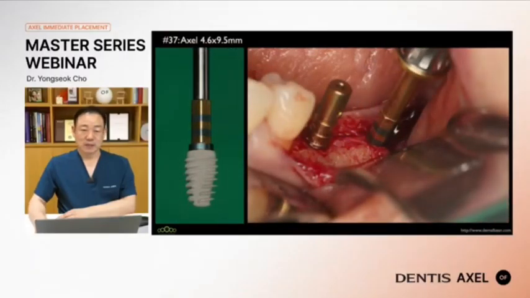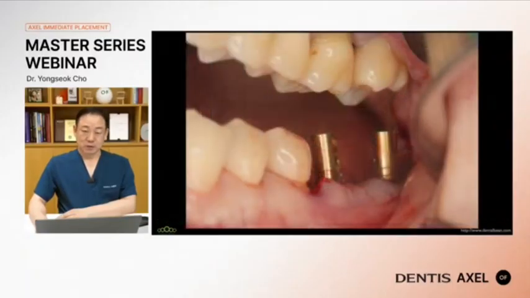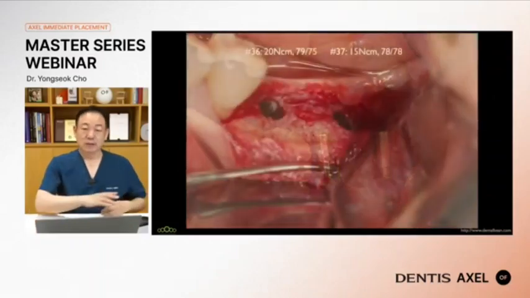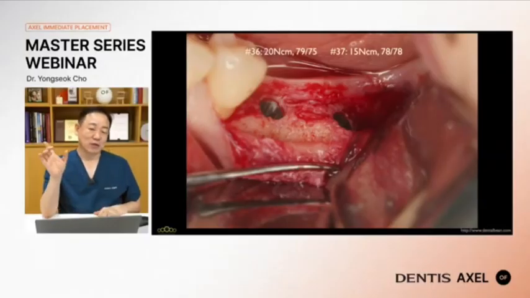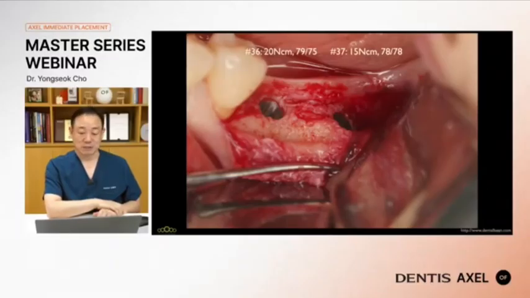And the second molar site, the same situation. Another implant was placed. Position pass was nice. And here is the stability and ISQ value. 36, 20 Newton centimeter, 79, 75, very nice. 37, 15 Newton centimeter, ISQ value 78, 78. As you see, with controlling final drill diameter, we can get nice primary stability.